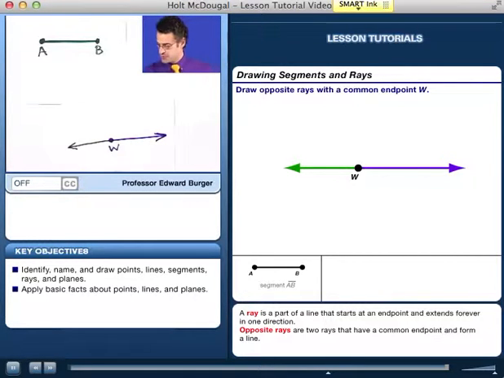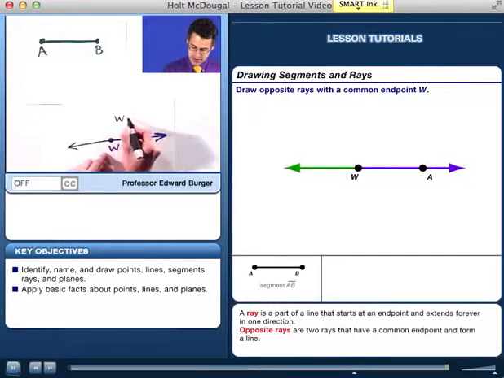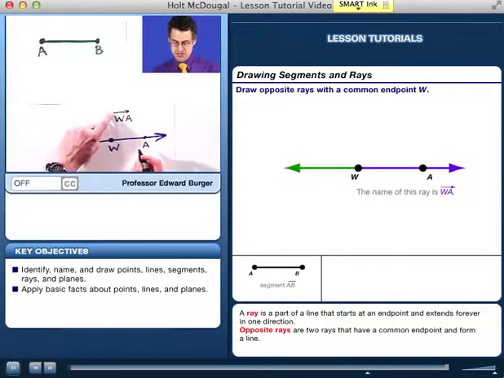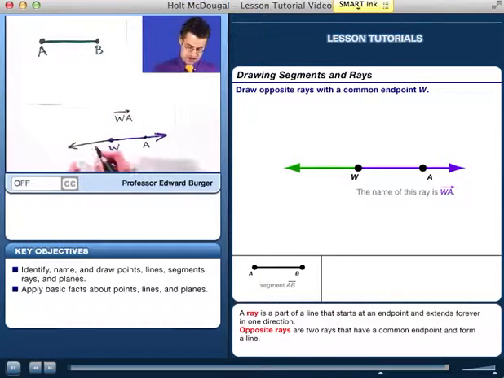And the way we'd write this, if you want to actually write these rays, I'd have to give a point out here. Let me call this A. And so this ray would be WA. And then I put an arrow like this. And notice that there's no arrowhead here because that's the beginning of the ray and extends toward the A direction.